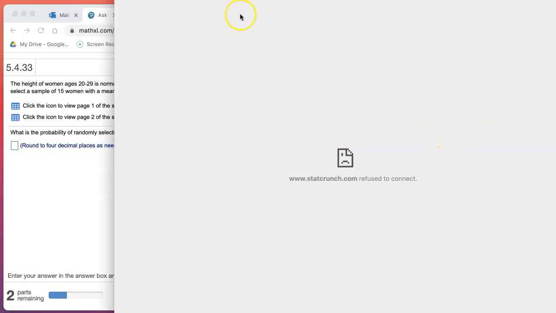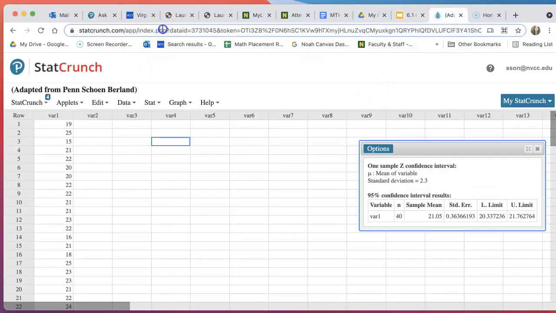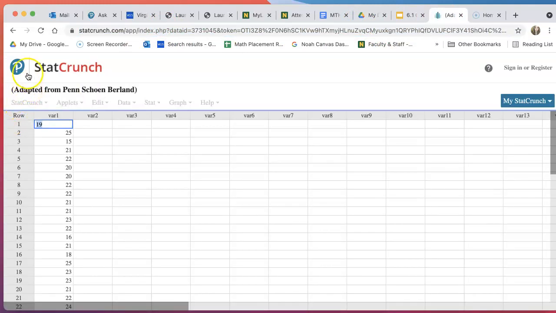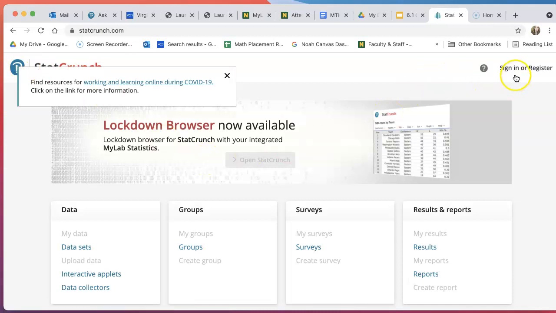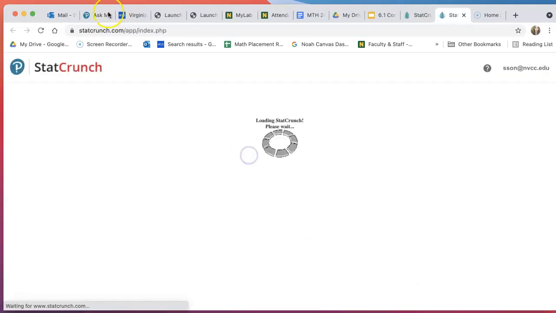StatCrunch refused to connect. What? I may have to just open it from, I had a tab opened already, so maybe it would just use it. All right, I'll use this one. Let me have to sign in real quick. That is my email address. Okay.